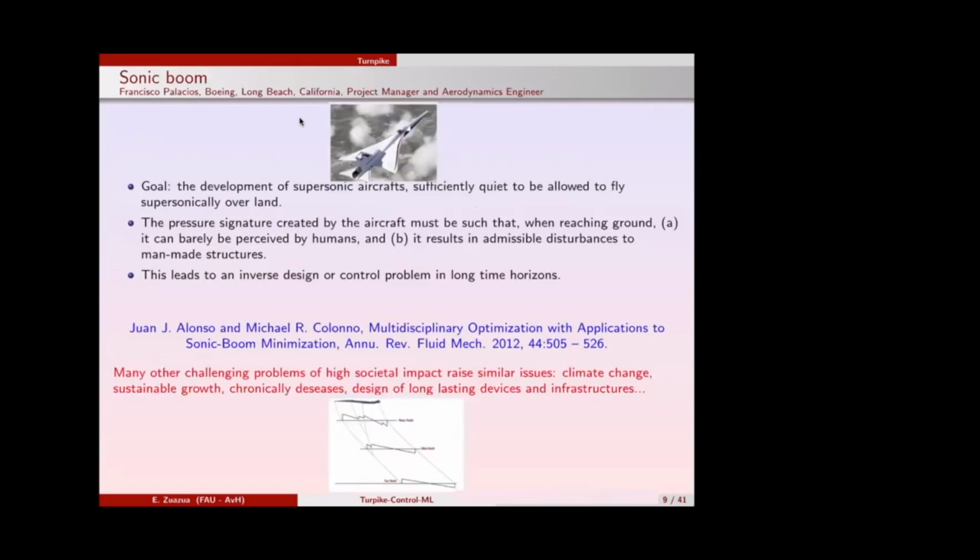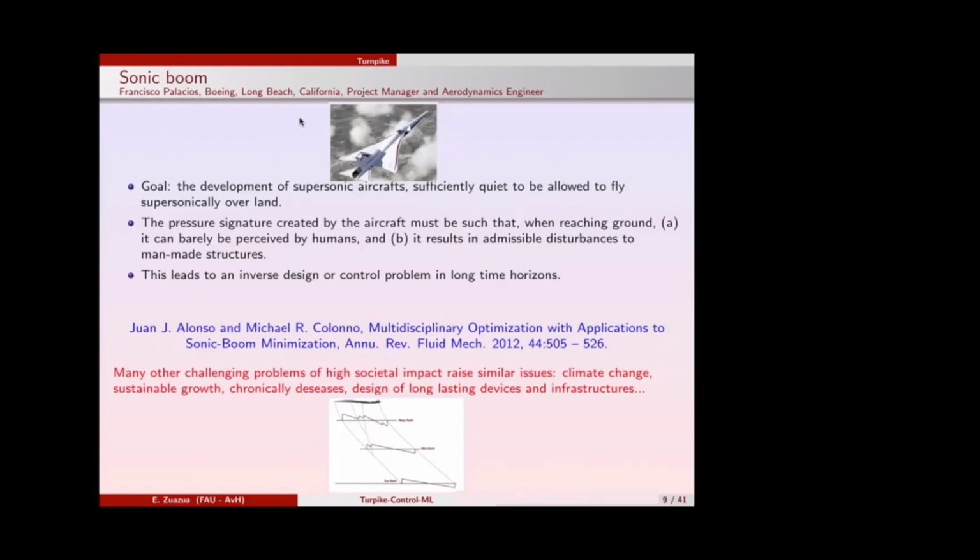I was introduced to this topic in some sense. At that time, we didn't know of this concept of Turnpike. I will mention now what it is. I was introduced to this topic by Francisco Palacios, who was a former PhD student in our team at Autónoma de Madrid, maybe 15 years back or so. Today, he's working at Boeing in California. And his PhD thesis was about aeronautic optimal shape design.